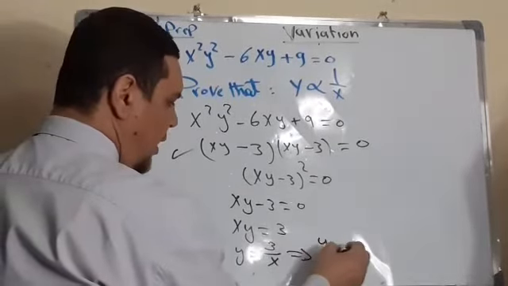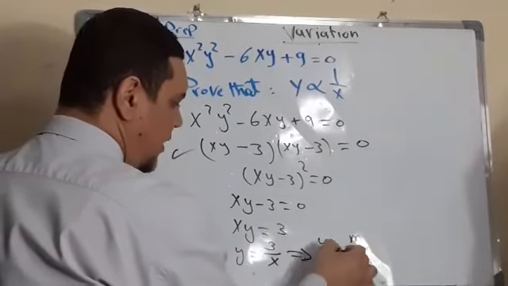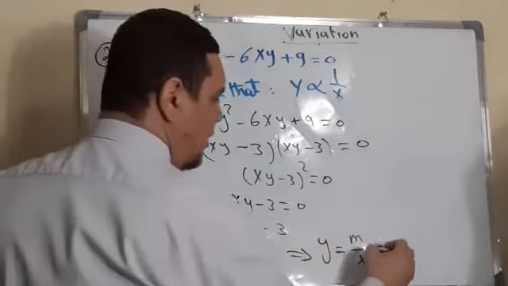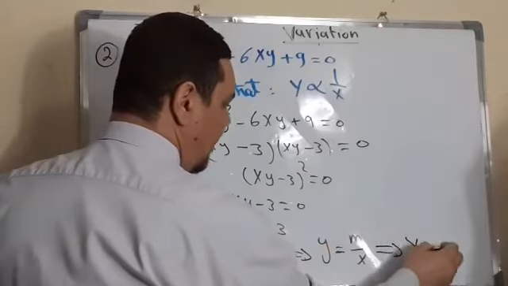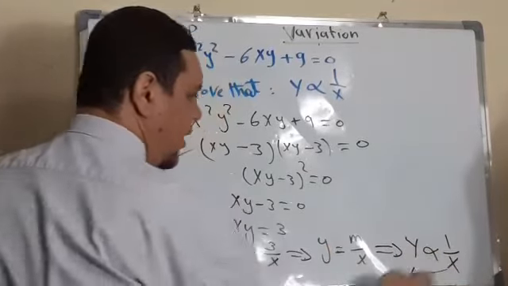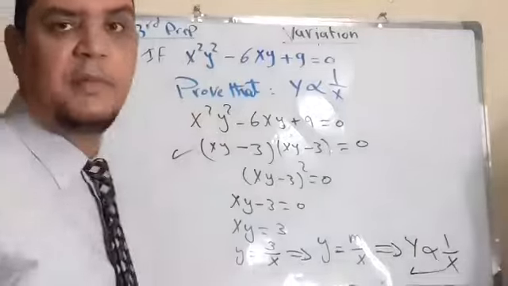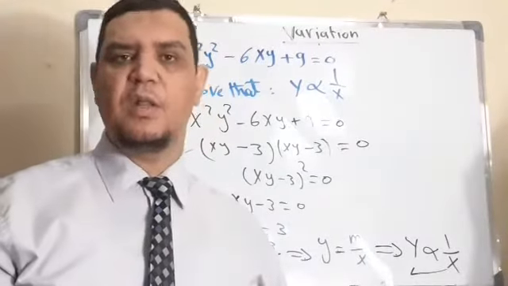This is y equals m over x. The constant here is 3. Therefore, y varies inversely with x. Now we have proved y varies inversely with x.